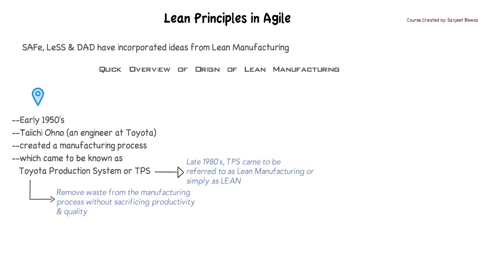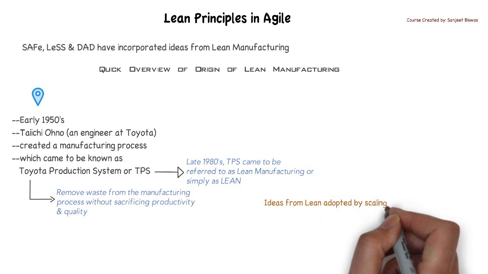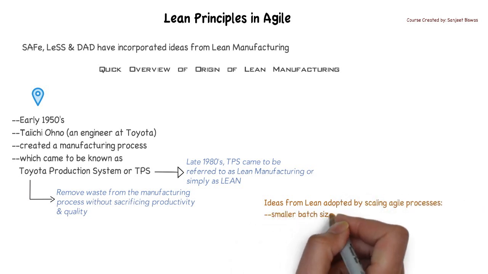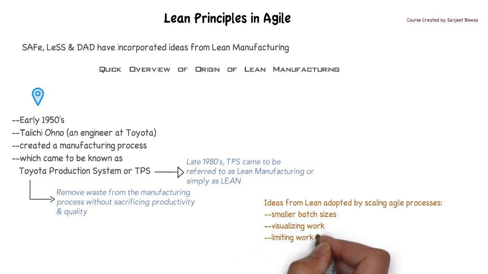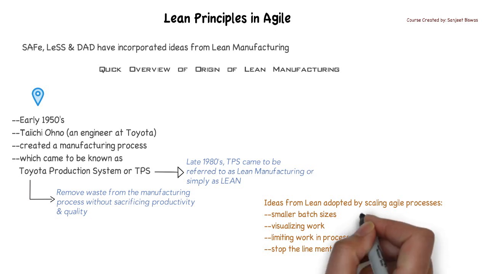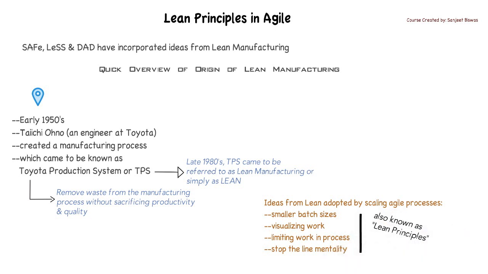Now, lean manufacturing is a very vast topic and clearly not the focus of this course. However, as I mentioned earlier, Agile frameworks such as SAFe, LESS, and DAD have incorporated certain ideas or principles from lean manufacturing, such as smaller batch sizes, visualizing the work, limiting work in process, and stop the line mentality. These are also known as lean principles, and it is mostly these lean principles that have been adopted by the Agile frameworks that allow you to scale. Hence, these lean principles are very relevant to software development as well.